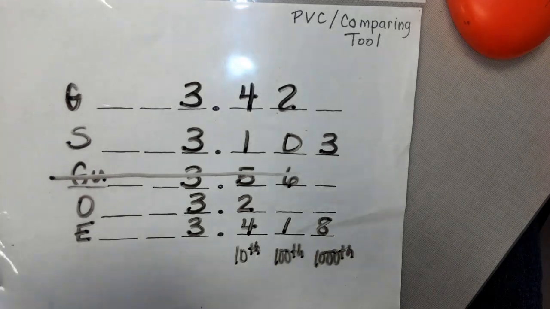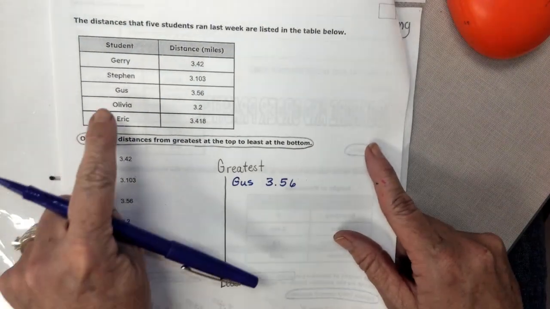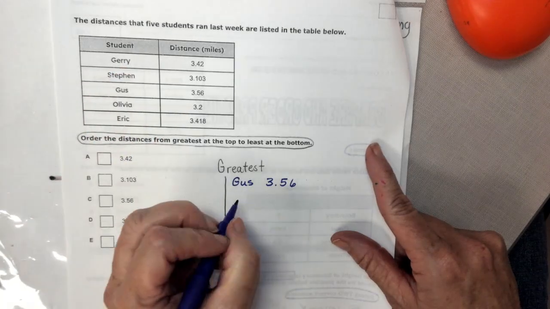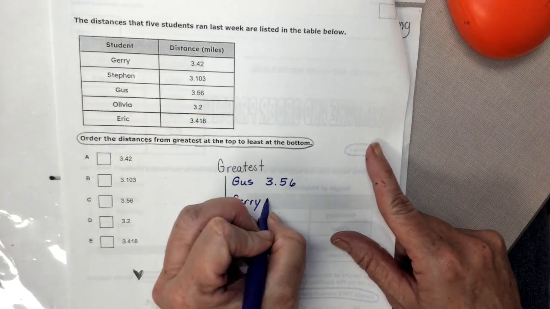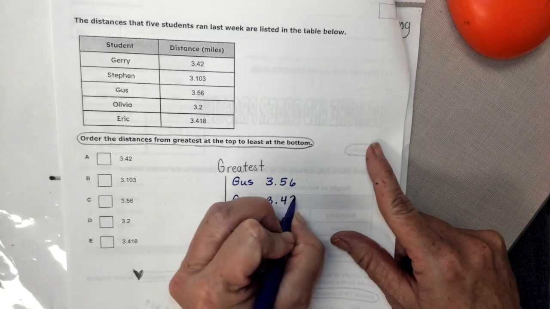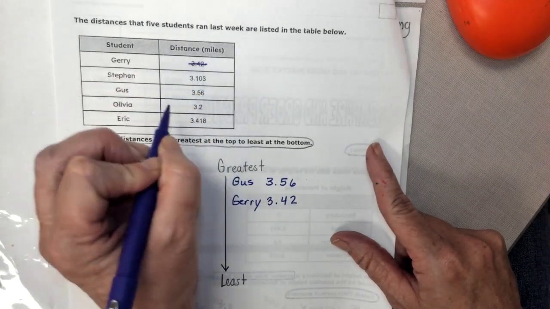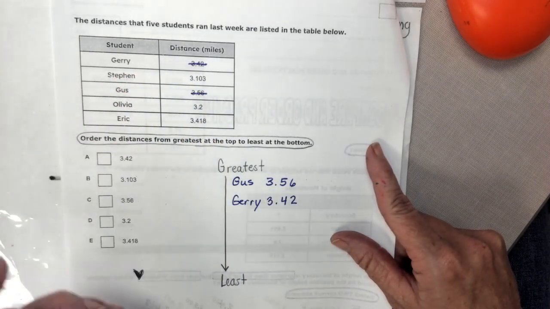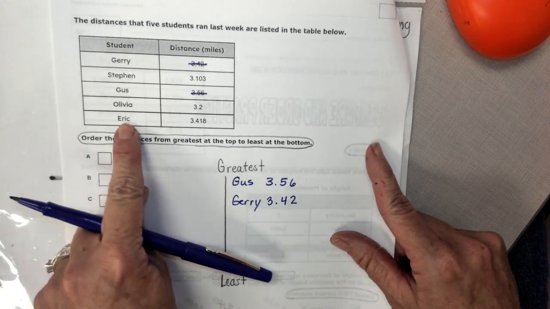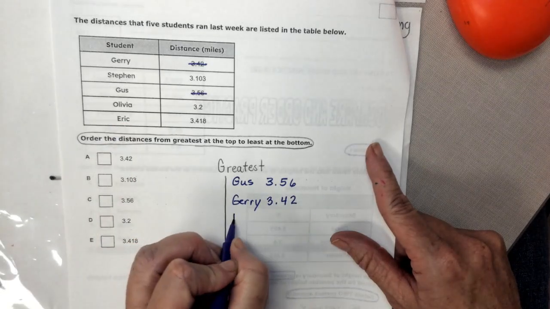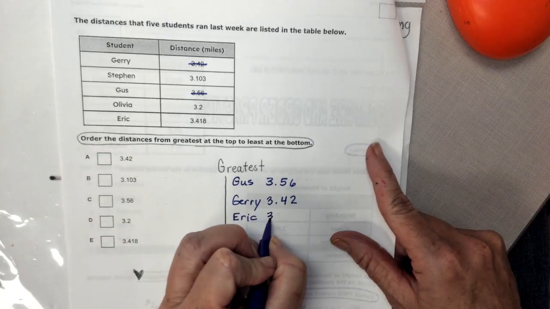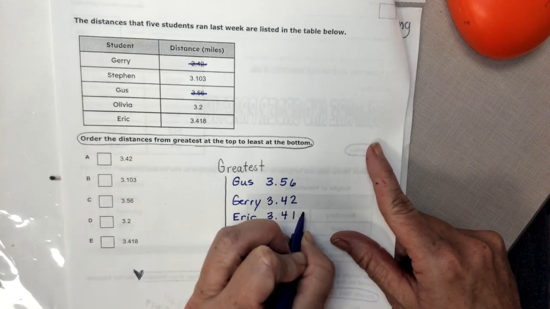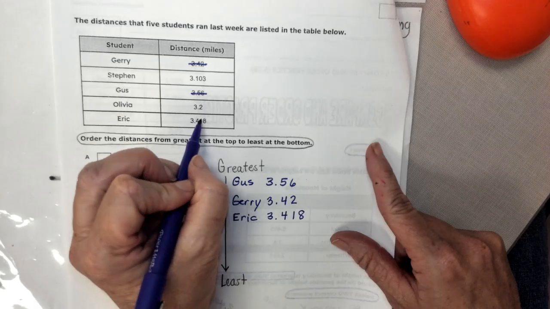So I'm going to go back to my paper. I'm going to find Jerry. I'm going to write Jerry with 3 and 42 hundredths. So I've taken care of this one, and I've taken care of this one. That leaves me Eric coming in next. So I might as well write Eric right here. Eric with 3 and 418 thousandths.